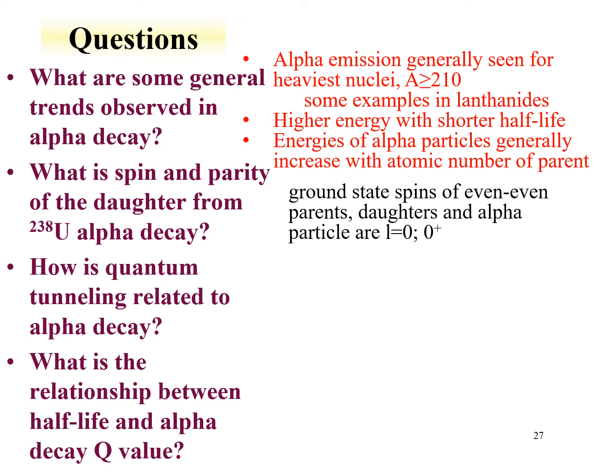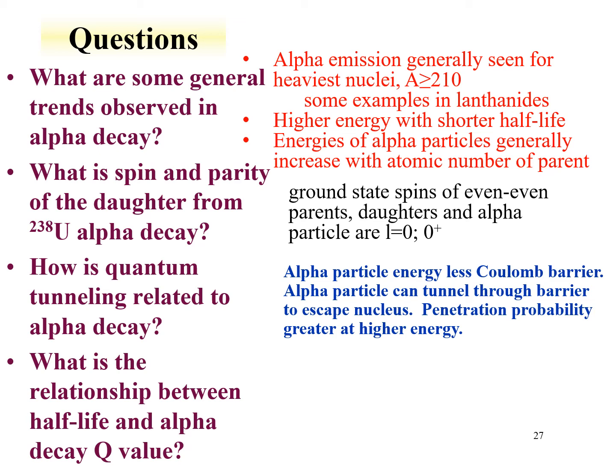How is quantum tunneling related to alpha decay? A topic that's popular in quantum mechanics. We know that the alpha particle energy is less than the Coulomb barrier. So somehow the alpha particle can escape from the nuclear potential with less energy than the potential itself. And this occurs by the alpha particle tunneling through a portion of the barrier. The probability of penetration is greater at higher energy, and that relates to a shorter half-life.